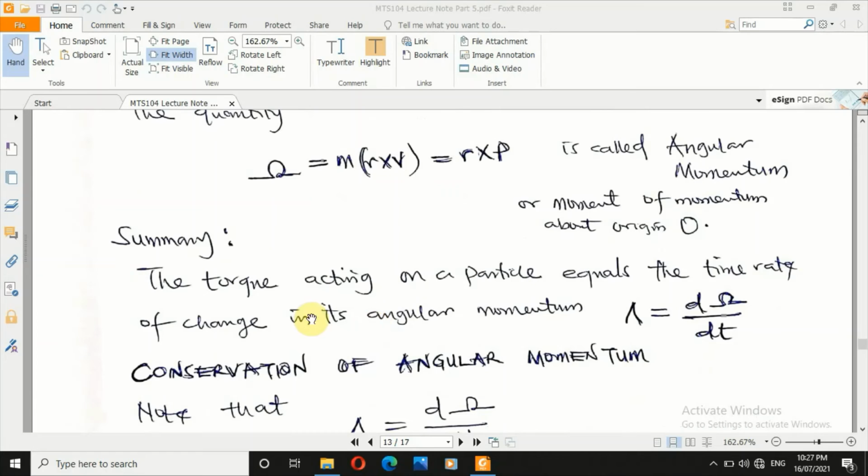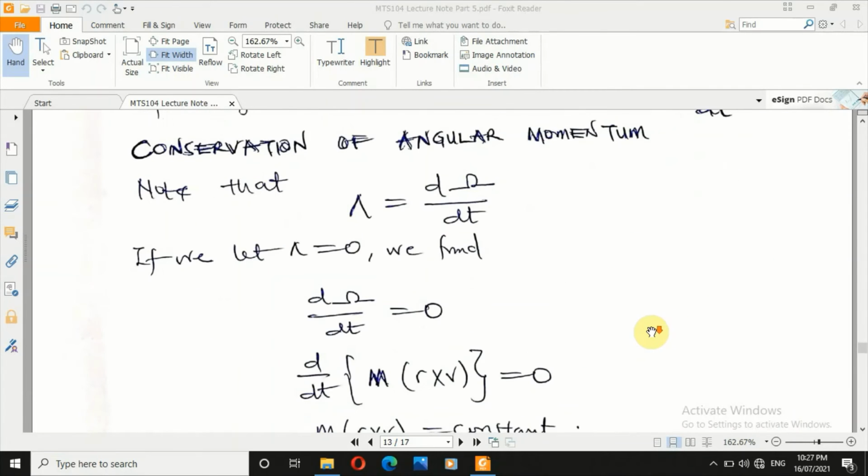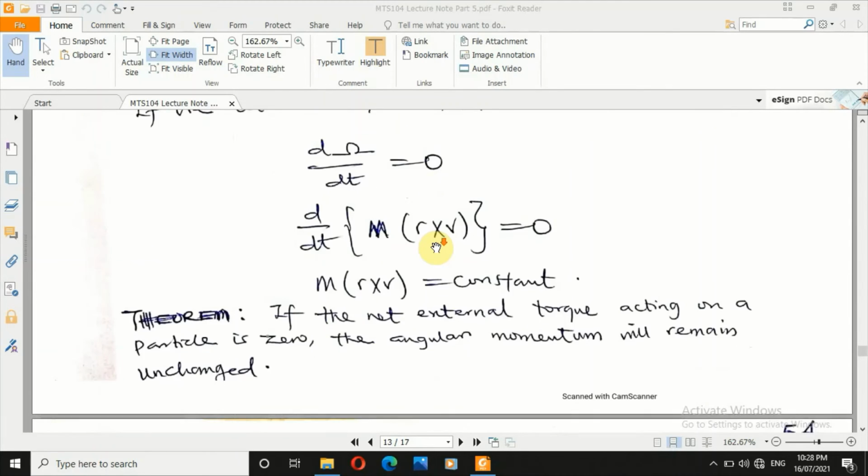Now let's take a look at this summary. A torque acting on a particle equals the time rate of change of its angular momentum. So we have the expression of rate of change. So conservation of angular momentum, note that here we have this to be the rate of change. So it's as simple as that.